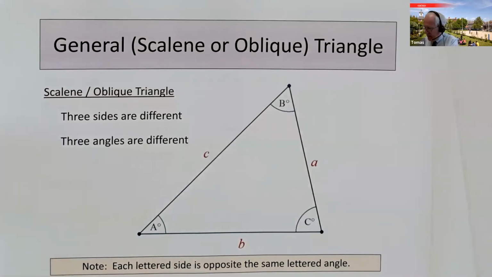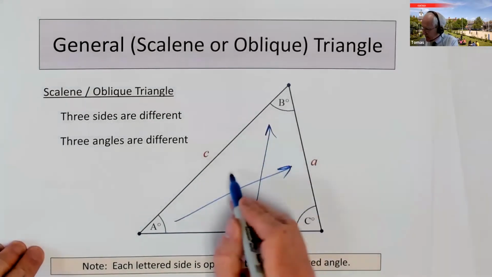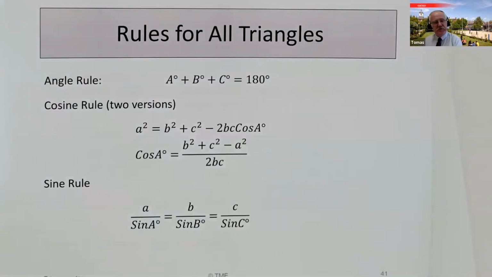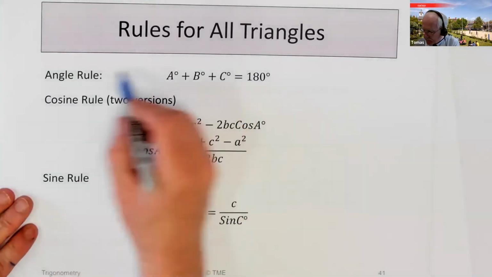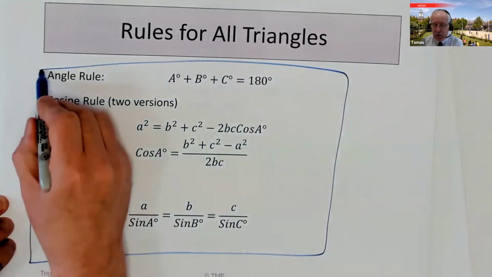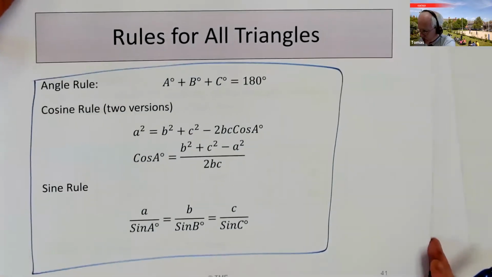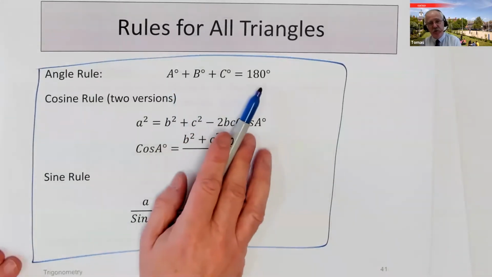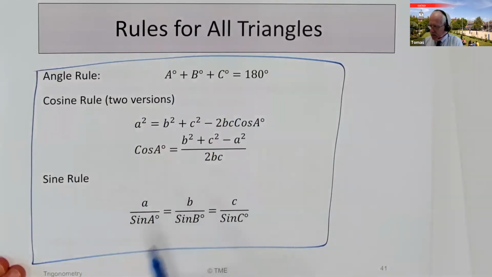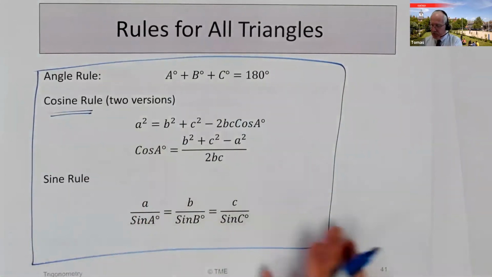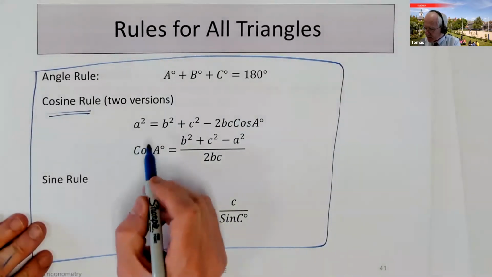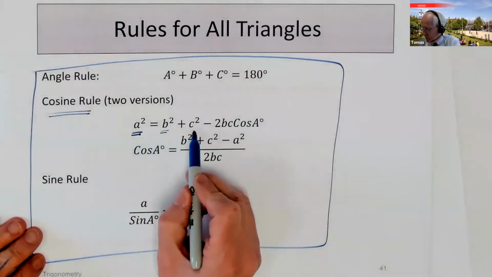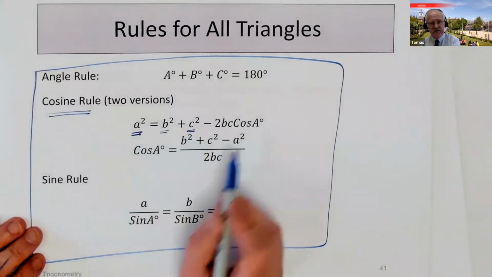Each letter again though, A is opposite A, B is opposite B, and C is opposite C. The rules for triangles are as follows. You've got 3 rules, or 3.5 rules, or 4 rules, depending on how you count them. The first rule is that A plus B plus C, the 3 angles, have to add up to 180. And there's also a rule called the Cosine Rule, and it says that a squared, the side A squared, is equal to the square of the B side plus the square of the C side, minus 2bc cos A.